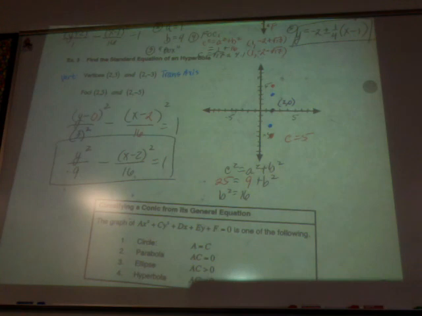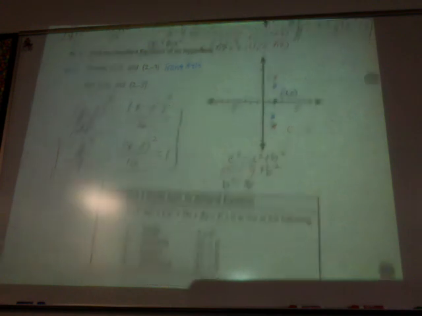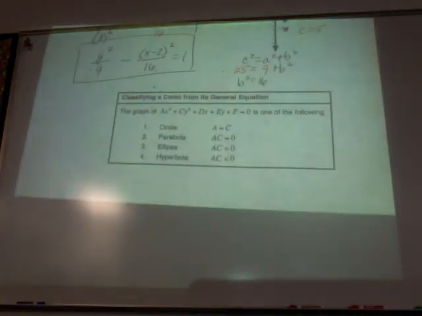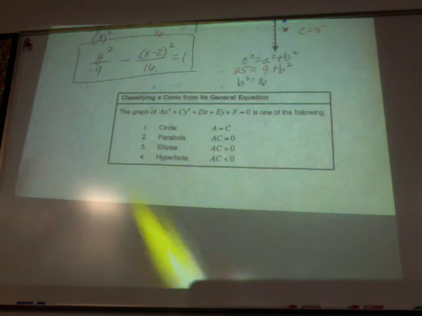And then the last thing that we have to talk about. Stay with me for 2 minutes. This is going to be easy. I don't have any examples to show you, but you will have some problems in your homework. So look at this last box here. You're going to have to classify a conic.